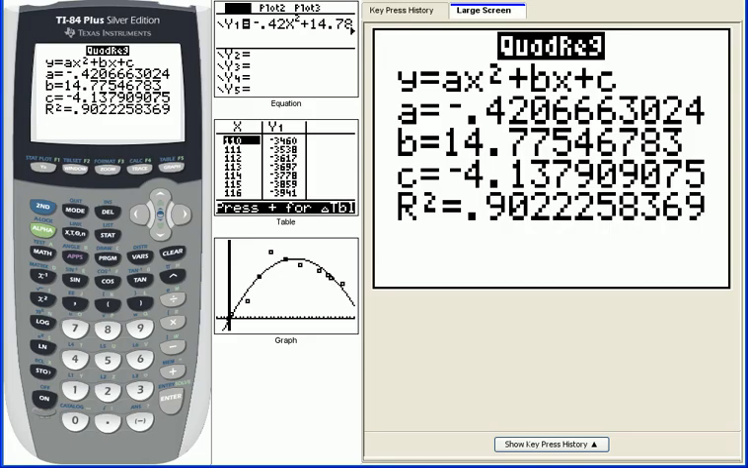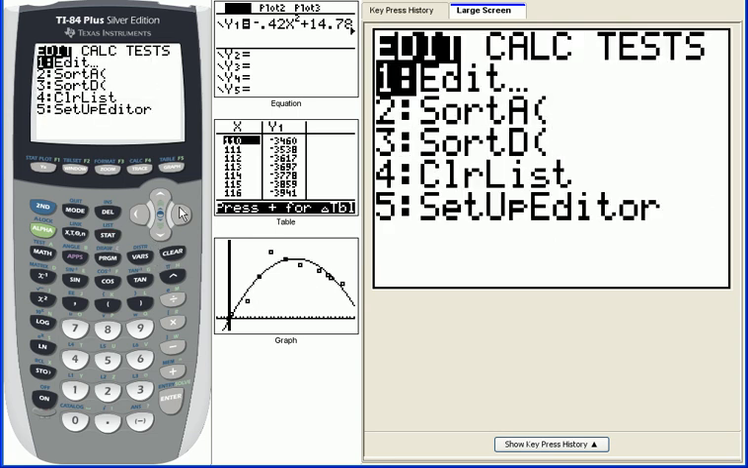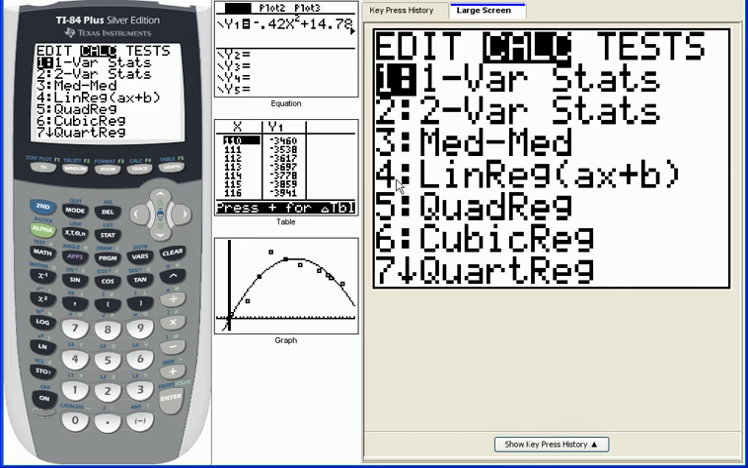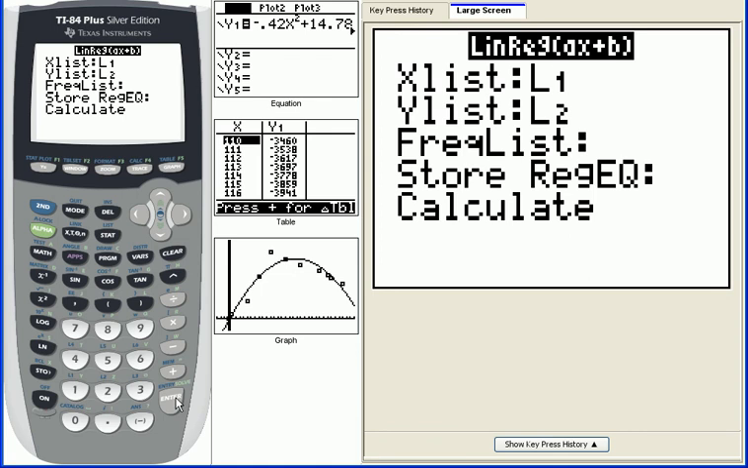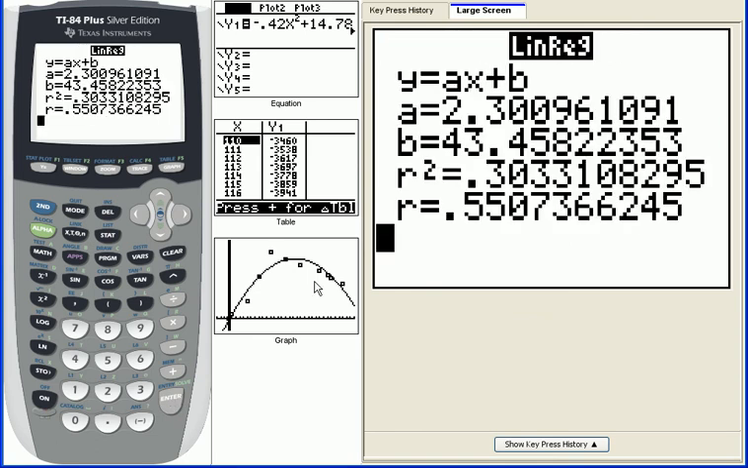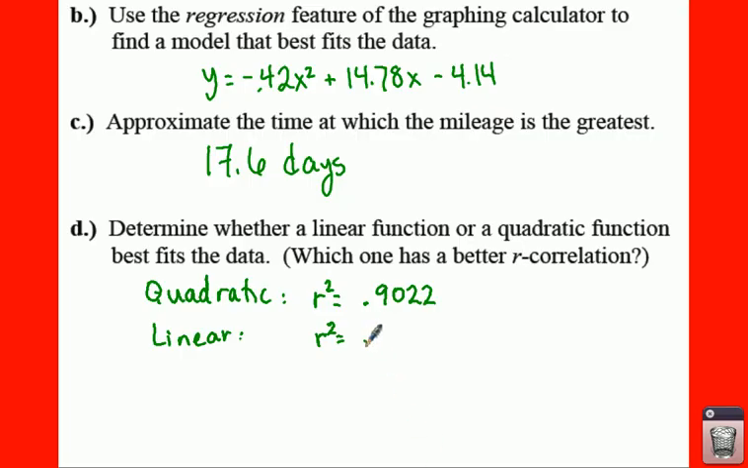Now we're going to check out the r squared value for your linear function also. Go back to your calculator, hit your stat button, go to the right for calc. Now instead of hitting 5 for quadratic, you're going to hit 4 for a linear regression. Obviously, this wouldn't make a lot of sense to have a linear model here. Go down, calculate, and your r squared value, oh, holy smokes, is 0.30 something. In this case, obviously, the quadratic model looks much better. It is a much better fit.